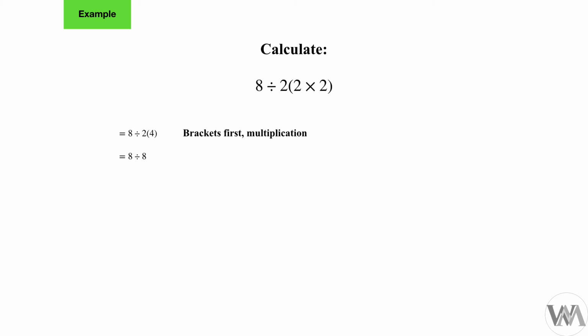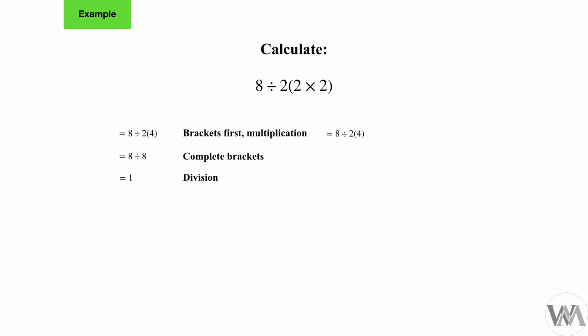Now, if we then complete the bracket, meaning that we multiply the 2 with the bracket, which is 4, we will get 8 divided by 8. So there our bracket is now completed. And then finally we do division, and we are going to get to 1.